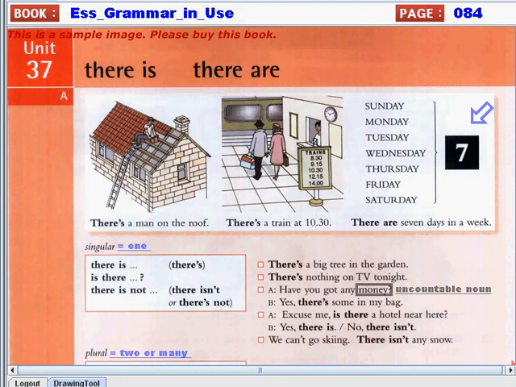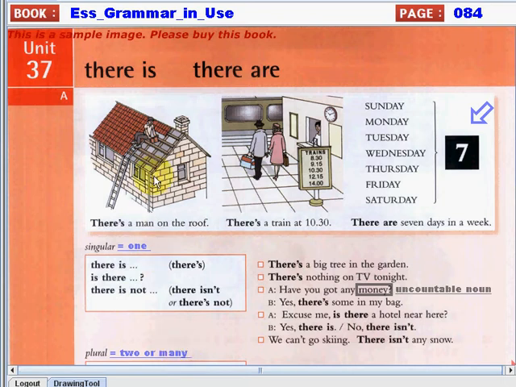We are on Unit 37 of this book, and the topic under this unit is how to use there is and there are. We can use there is for a singular subject, or one, while there are, we can use if the subject is in plural form, or two or many.